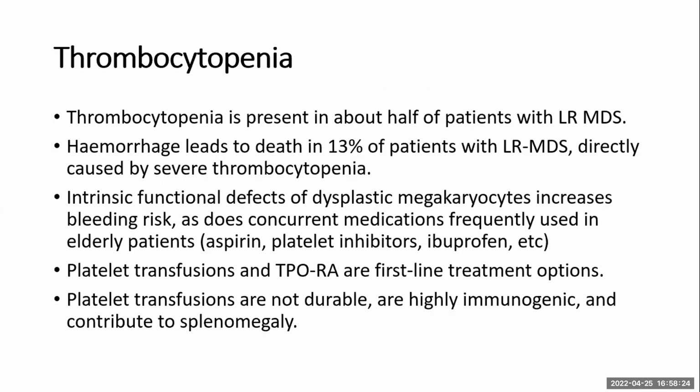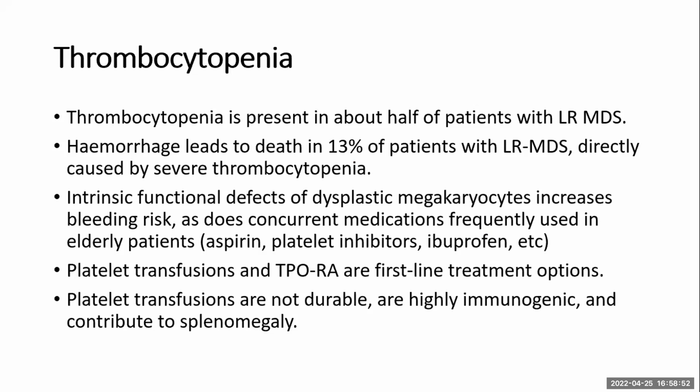And then in terms of thrombocytopenia, it is present in about half of patients with lower risk MDS, and hemorrhage leads to death in about 13%. Intrinsic functional defect of dysplastic megakaryocytes increases bleeding risk, as do concurrent medications frequently used in elderly patients, like aspirin and platelet inhibitors. Platelet transfusions and thrombopoietin receptor agonists are first-line treatment options.